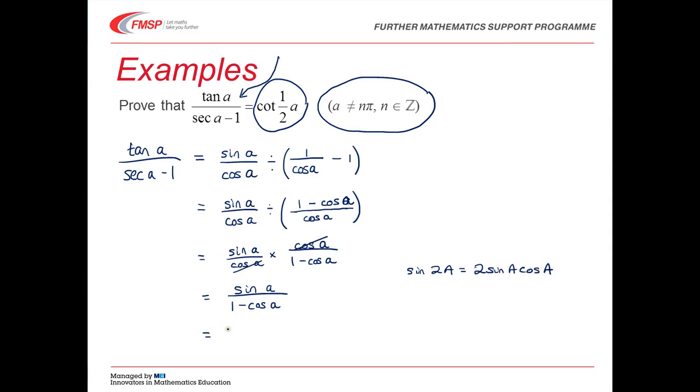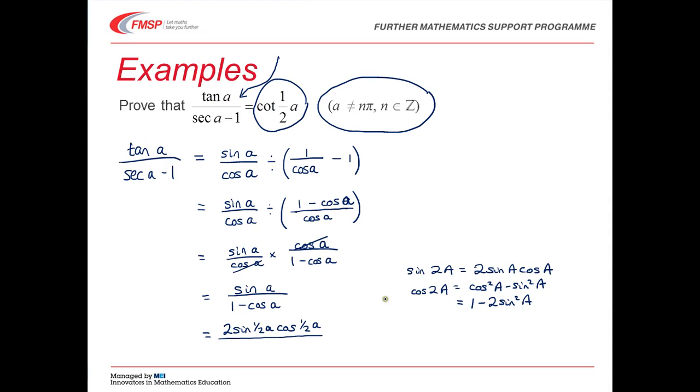So I can replace my sine a with 2 sine a half a cos a half a. And cos of 2a is equal to cos squared a minus sine squared a. That's the easy one to remember, and we want it in terms of sine, so that's 1 minus 2 sine squared a.